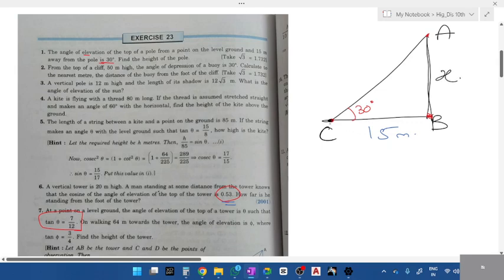Now tell me, angle C is given. From angle C, what are the two values given? 115 meter is given, x we need to find. So which one we need to find here? Hypotenuse, perpendicular, or base? From point C, which one we need to find? From point C, where is this x, students? Where is x?